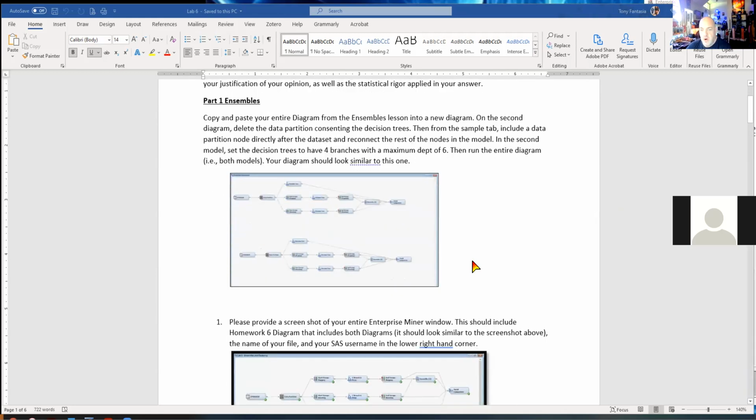Then the first requirement was to copy and paste our entire diagram from the ensembles lesson into a new diagram. And then on the second one, delete the data partition. I think this means the one connecting to the decision trees, and then add a new data partition directly after the data set. So why the removal and the addition, I don't know, but I did.